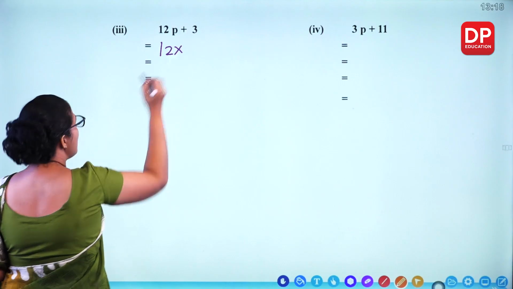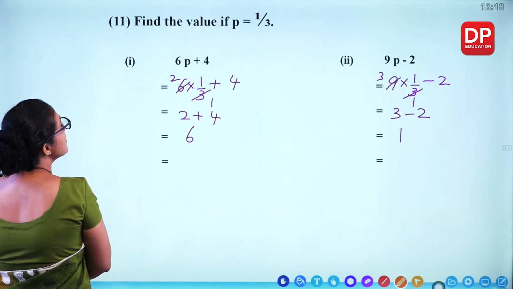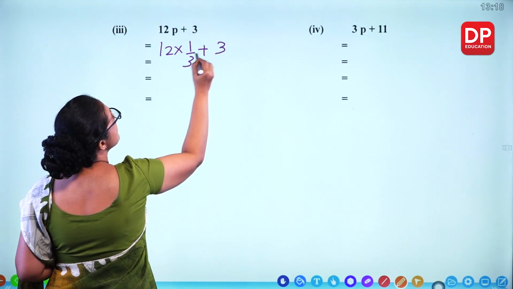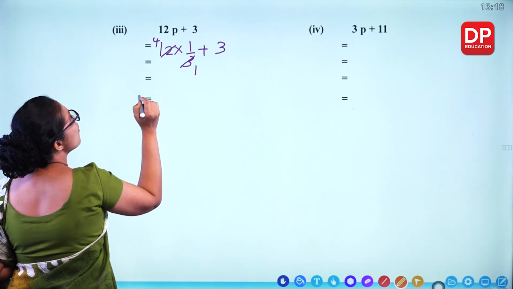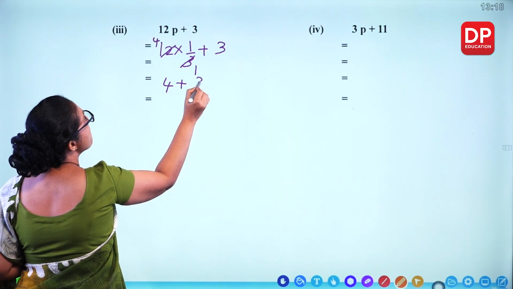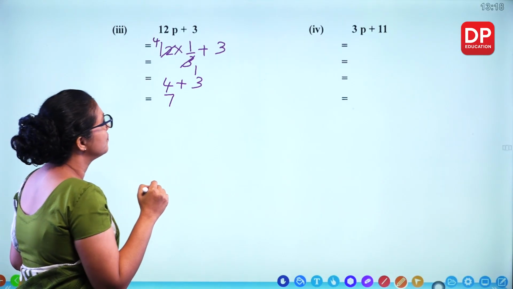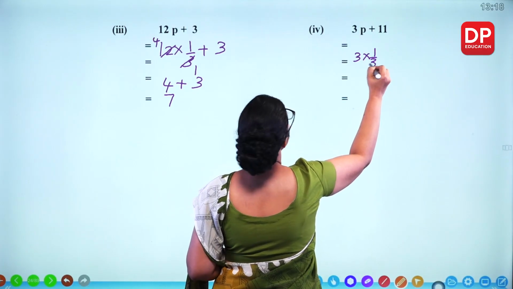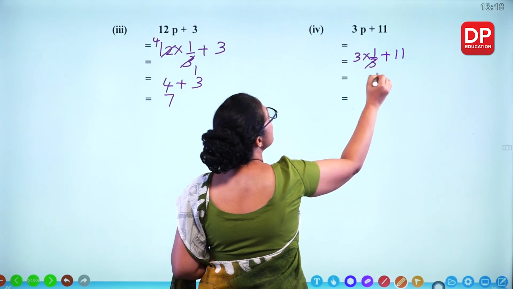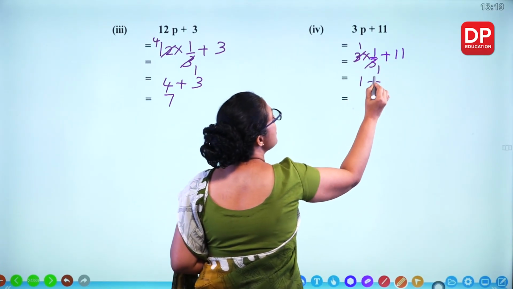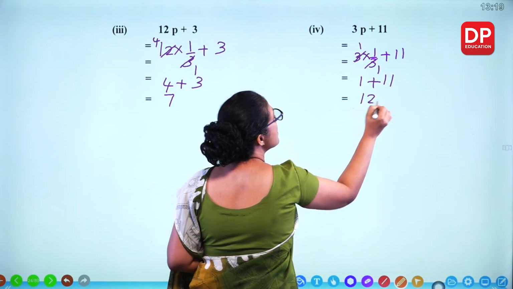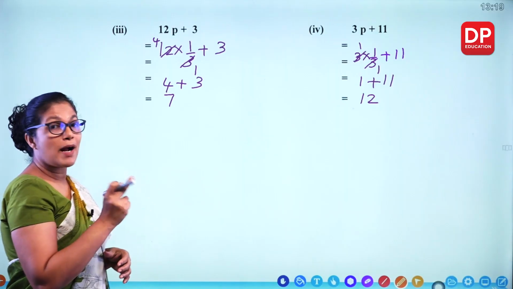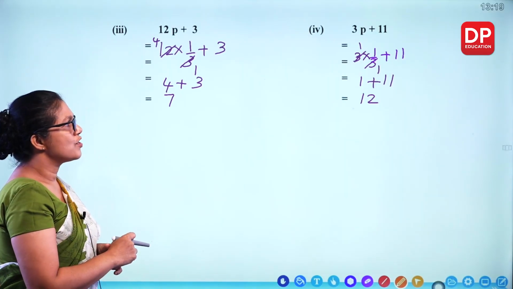12p. p is 1/3, plus 3. 3 times 1, 3 times 4. 4 plus 3, you get 7. 3p plus 11. 3 into 1/3 plus 11. The 3s get cancelled out. 1 plus 11 is 12. So you need to simplify the fractional part, that's multiplication, and then do the addition.